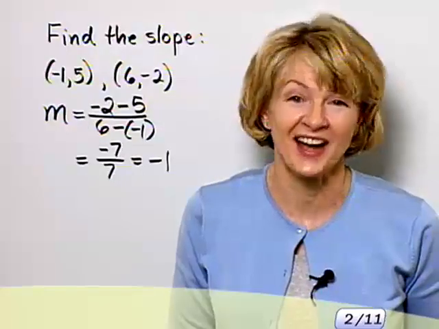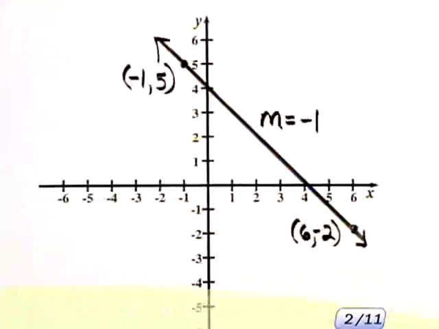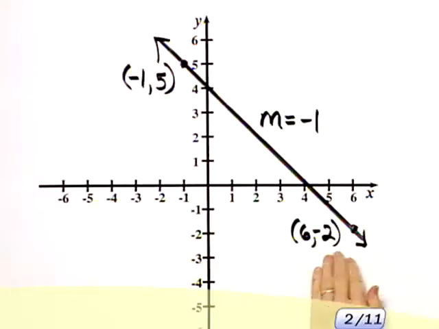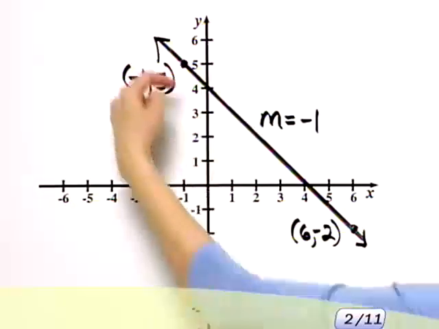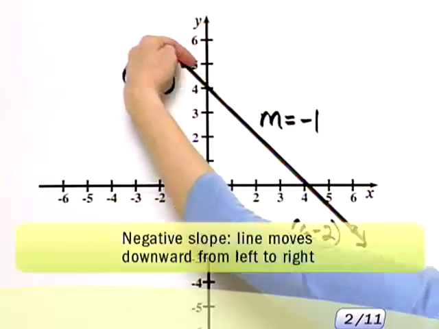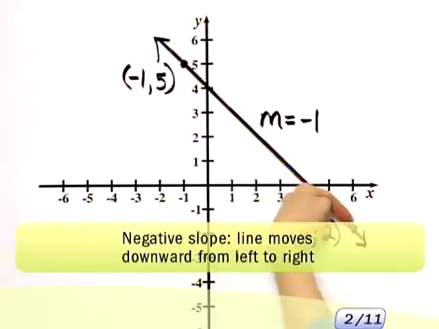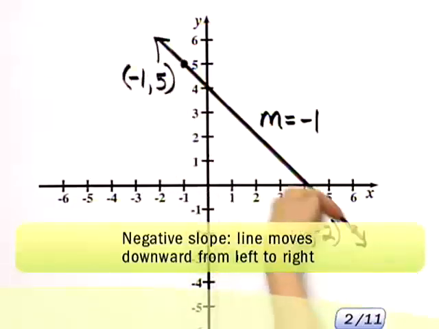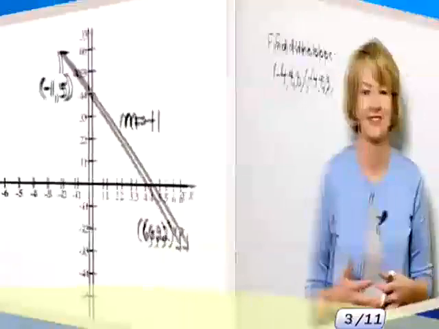Let's look at a diagram. We just found the slope of the line connecting these 2 points to be -1. I want you to realize something. As I move along the line from left to right, notice I'm moving downward, and that downward movement does have to do with a negative slope.